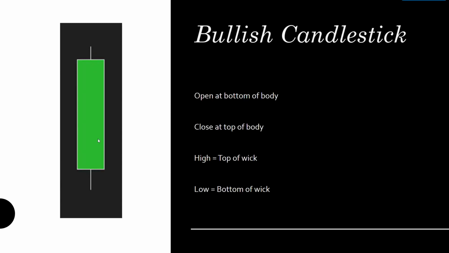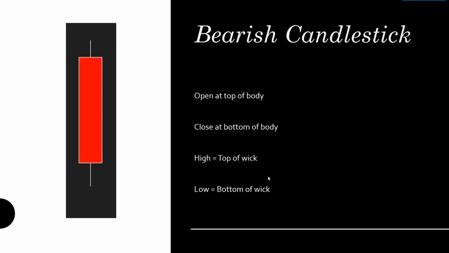So you've got the wick and the body, and according to the color, you can immediately identify where it opened and where it closed. Now, a bearish candlestick opens at the top of the body, closes at the bottom of the body. The low is the bottom of the wick. The high is the top of the wick.